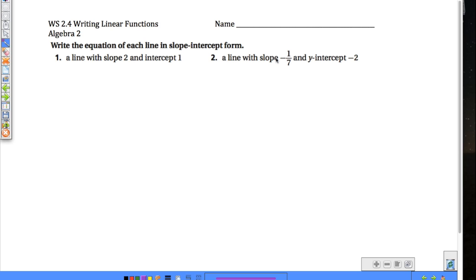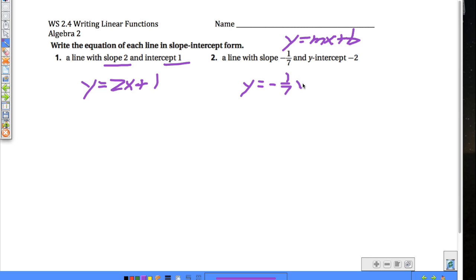Write an equation. Write a y equals mx plus b. When you're given the slope and the intercept, it takes about 2 seconds because all the information you need is there. The m and the b, they're right there. Y equals negative 1/7 x minus 2, because both of the pieces of information you need are right there.